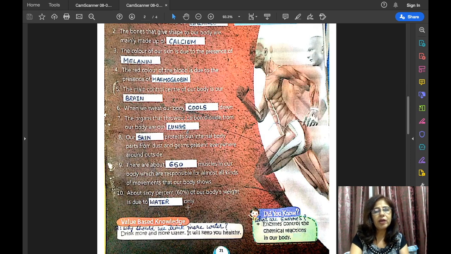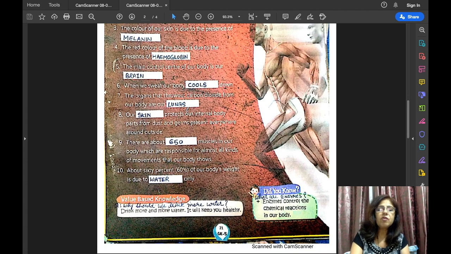Inside our body there is a lot of water, and about 60% of our body weight is only due to the water that is present inside our body. Now, value based knowledge: drink more and more water, it will keep you healthy. So, you should drink more water in order to remain healthy. The question that can be framed from this value based knowledge is, why should we drink more water? And the answer is, we should drink more water in order to keep ourselves healthy.